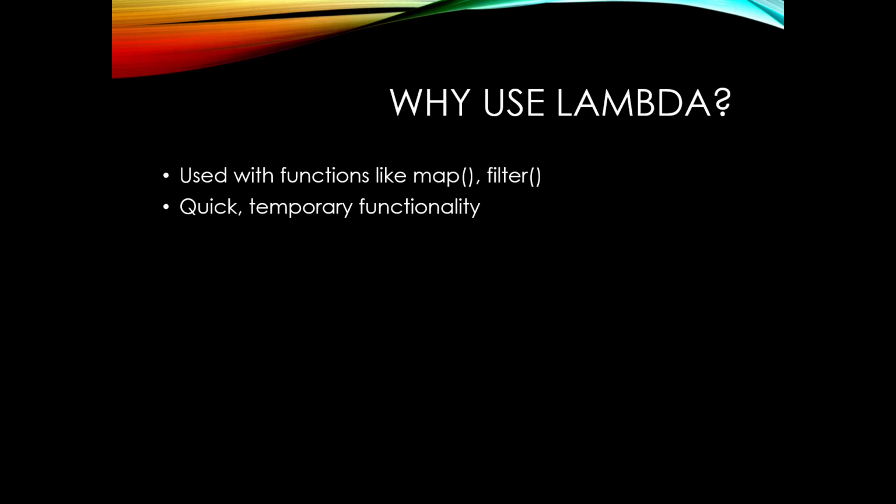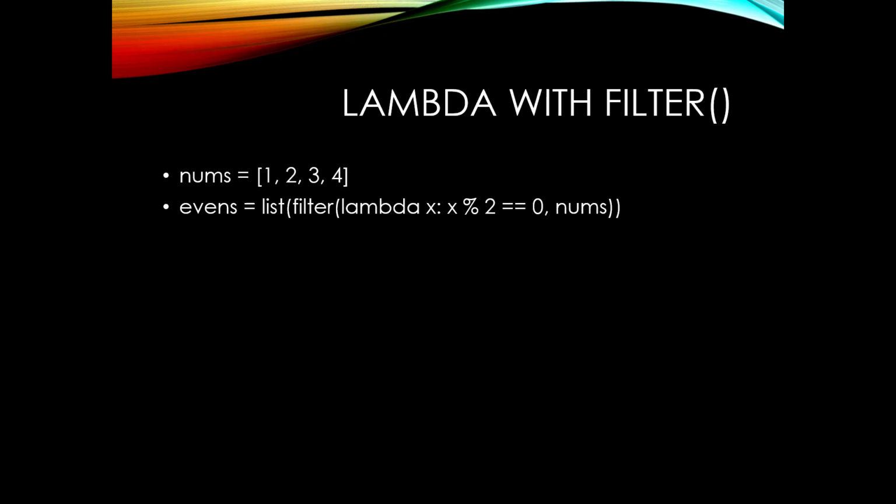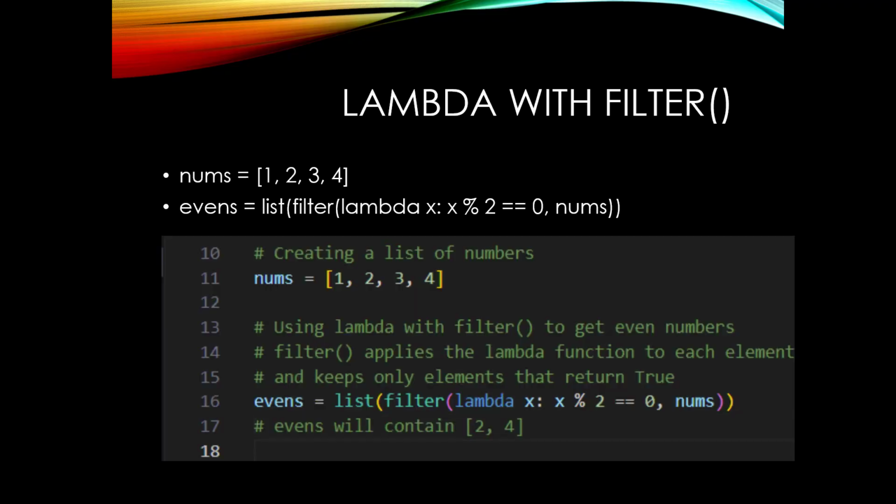So why use lambda? They are commonly used with map, filter or sorted functions for concise functional style code. Let's take a simple example of a lambda with filter. So let's create a list of numbers 1, 2, 3, 4 and let's filter even numbers. So evens equals lambda x: x modulo 2 equals 0.